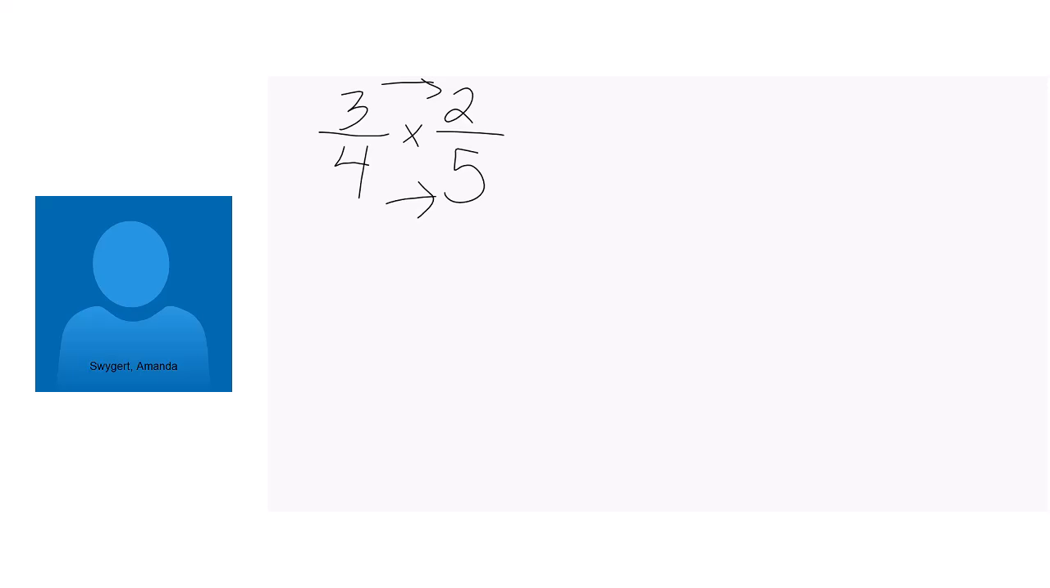Multiply tops, multiply bottoms. So if I multiply 3 times 2, I get 6. And if I multiply the bottoms, 4 times 5, I get 20. That's what you need to know how to do, because the calculator, if you just type in 3/4 times 2/5, it's probably going to give you a decimal.